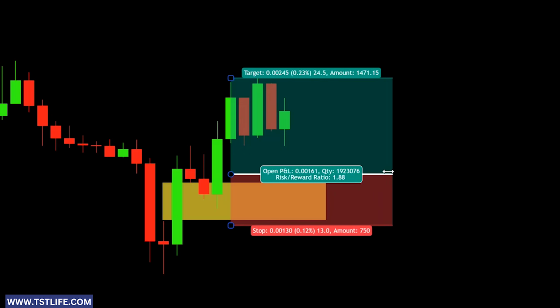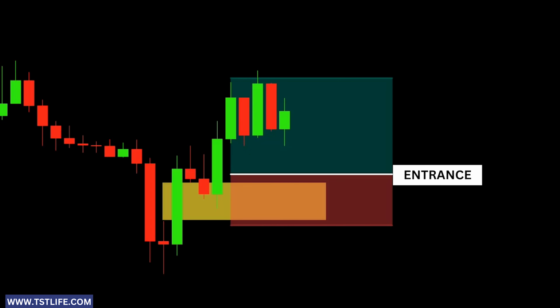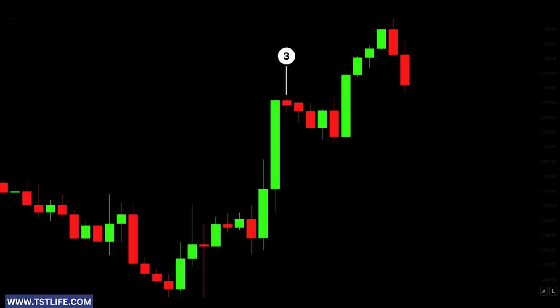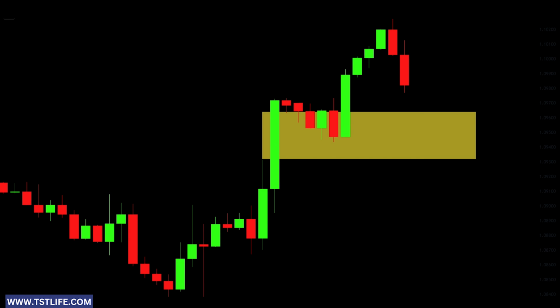Traders use fair value gaps to identify potential entry and exit points as they act as markers on the chart. The concept is based on a three-candlestick formation, where a sudden price surge creates an imbalance, leaving a gap between the first and last candle's wicks.